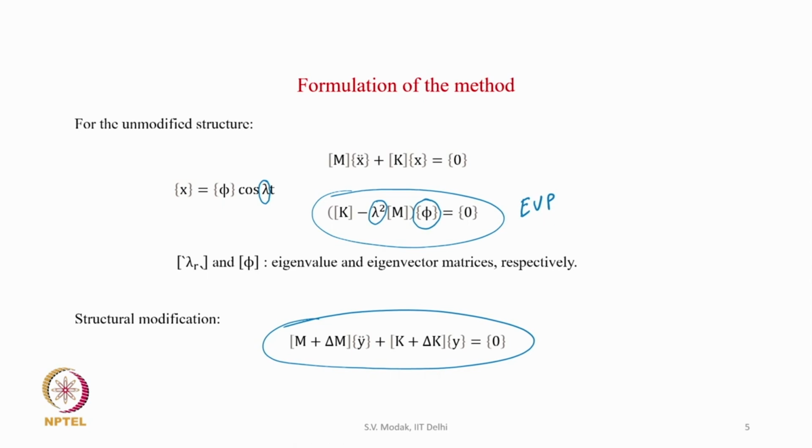Here delta m and delta k represent the change in the mass and stiffness matrices because of the structural modification. If a structural modification is introduced, in general it would change the mass and the stiffness, and therefore delta m and delta k represent the changes in the mass and stiffness matrices due to the structural modification.